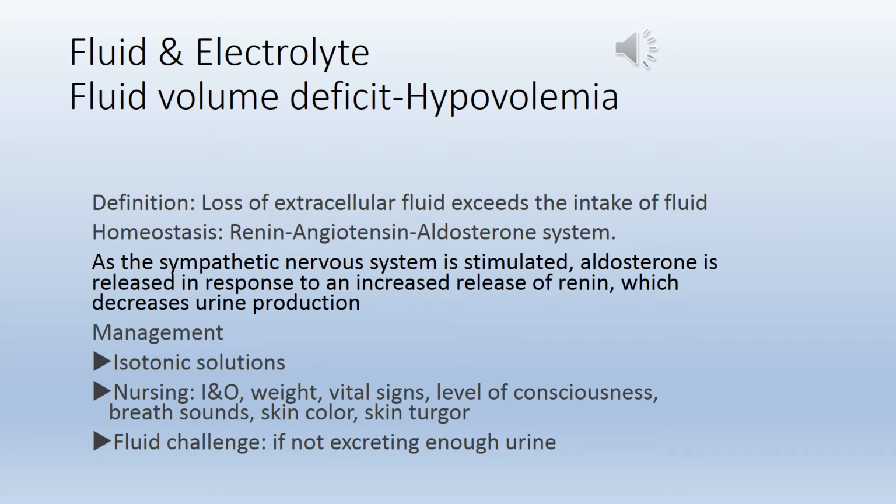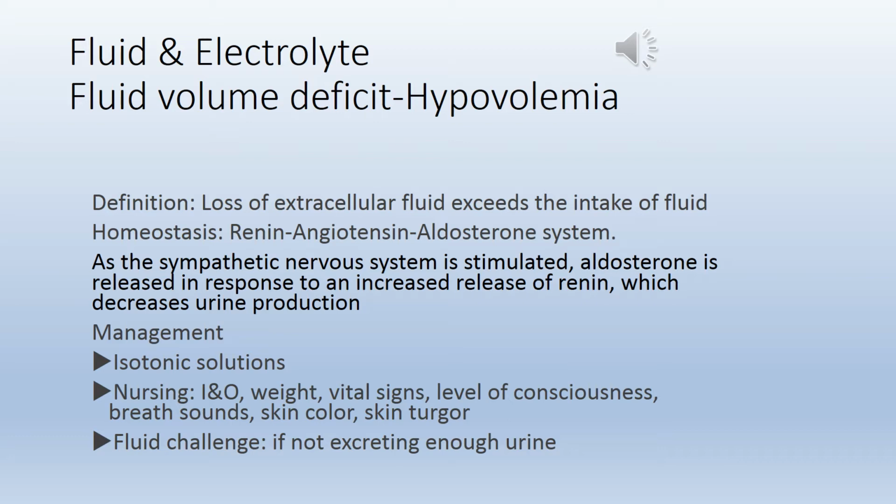With the concept of fluid and electrolyte, fluid volume deficit and hypovolemia is an exemplar. The definition is the loss of extracellular fluid exceeds the intake of fluid. Now, the body has homeostatic mechanisms. It's equipped with remarkable mechanisms to keep the composition and volume of body fluid within narrow normal limits. Organs involved include the kidneys, heart, lungs, pituitary gland, adrenal gland, and parathyroid glands.